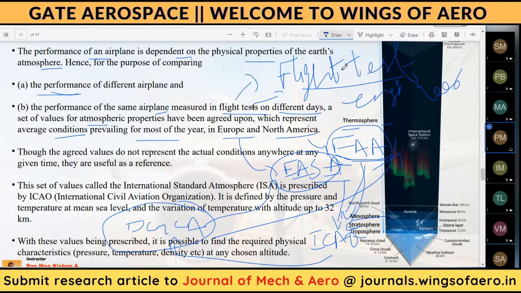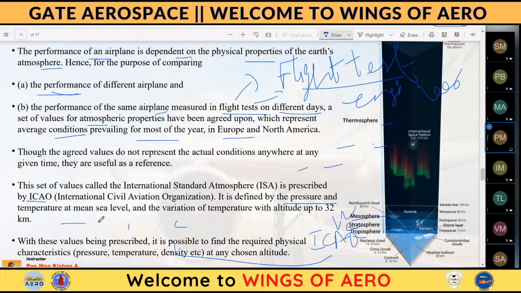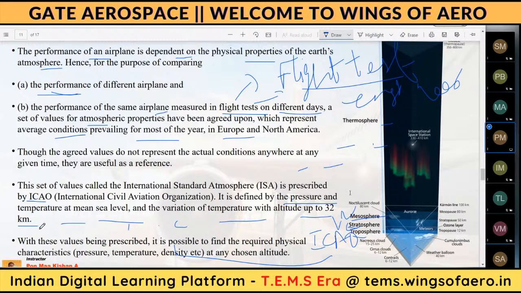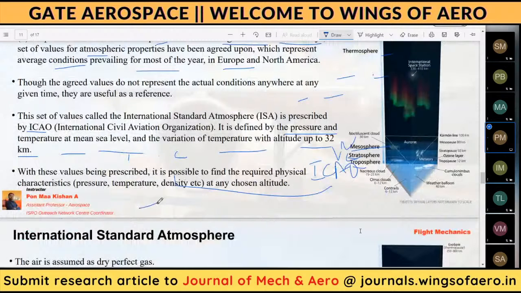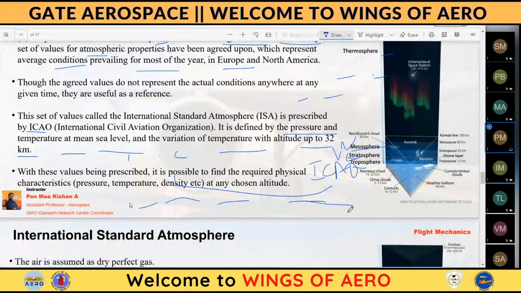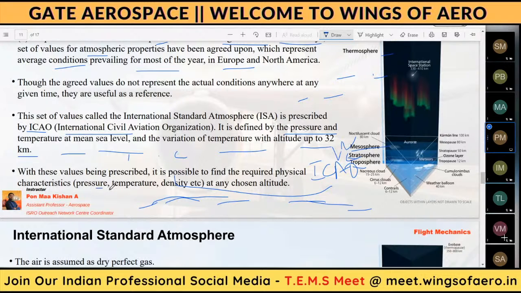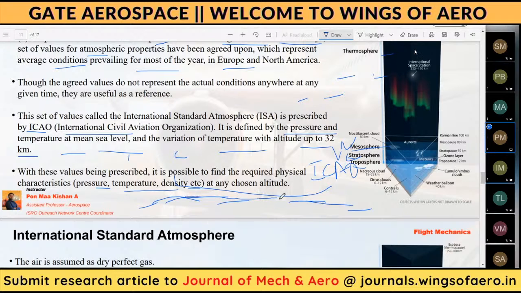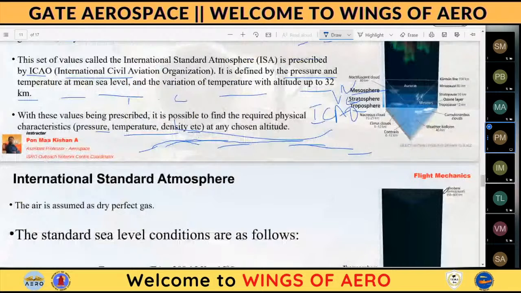So as I told, this entire international standard atmospheric condition is prescribed by ICAO. It has the authority to give the pressure and temperature at mean sea level and the variation of temperature up to an altitude of 32 kilometers. This is the organization which regularizes the pressure and temperature. So if we are taking off from India, crossing Pakistan, crossing European countries and want to land in the US, then by following ICAO regulations, we can easily maintain the same altitude and regulations, pressure difference, pressure, temperature and density. Using that only, the performance parameters will be measured. That's why the international standard atmospheric condition is very much important.